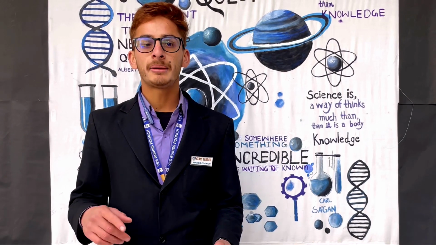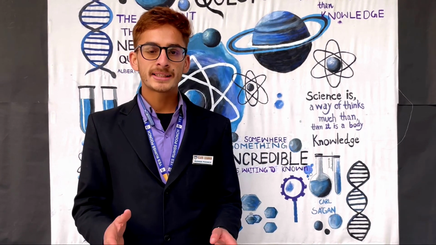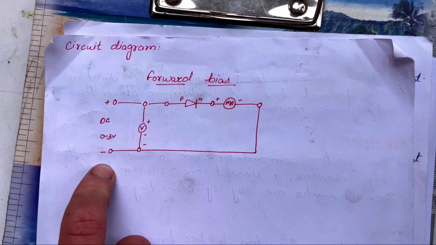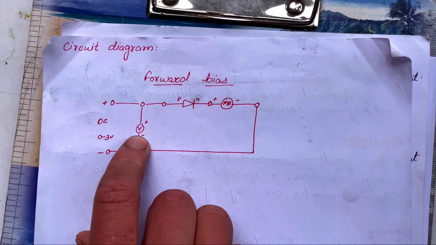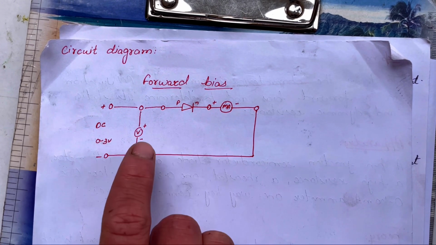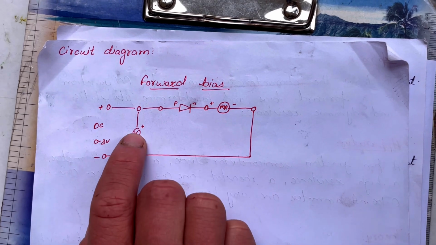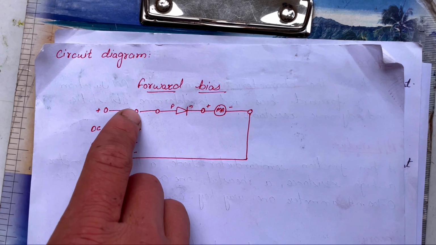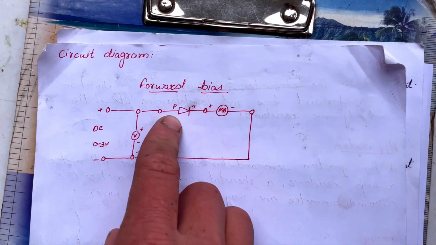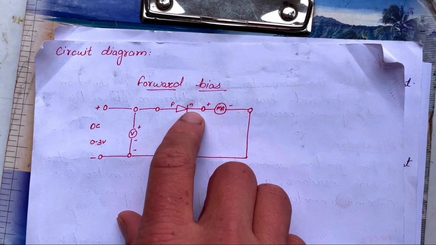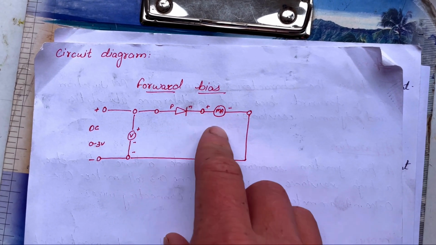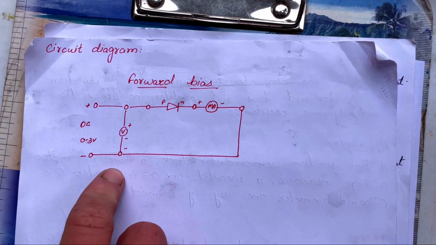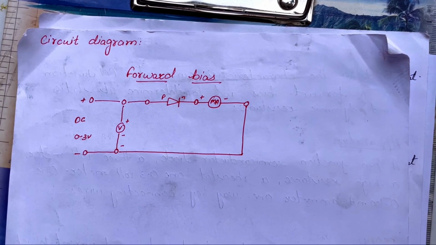This is the junction of p-type and n-type. When we join them, they create a depletion layer. This is the positive terminal of a battery and this is the negative terminal of a battery. And you can see here this V is our voltmeter. This is the positive terminal and this one is the negative terminal. The positive terminal of the voltmeter will attach to the positive terminal of the battery, and from this one of the points will connect to the positive of the diode. And the negative of the diode will connect to the positive of the milliammeter. And the negative of the milliammeter will connect to the negative of the battery. And this is our circuit diagram of a forward bias.